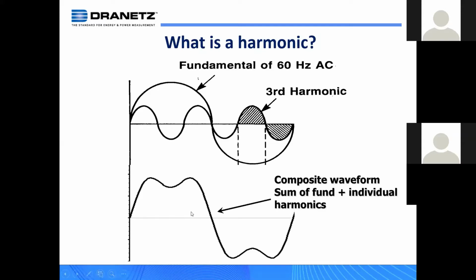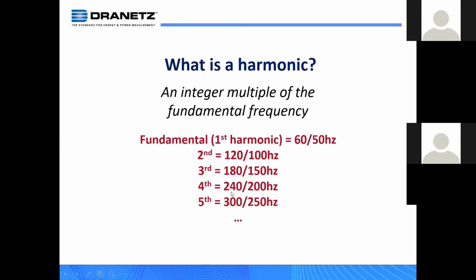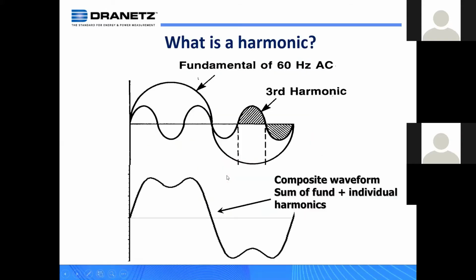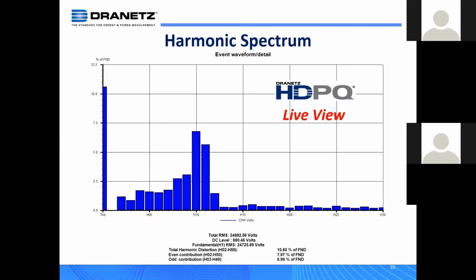So if I go back a slide, you can see kind of where this makes sense. I have my composite waveform, the instrumentation peels out all these individual frequency components and presents it to you. How does it present it to you? Usually one of the ways is in just a harmonic graph, just a spectrograph of what are the individual harmonics.